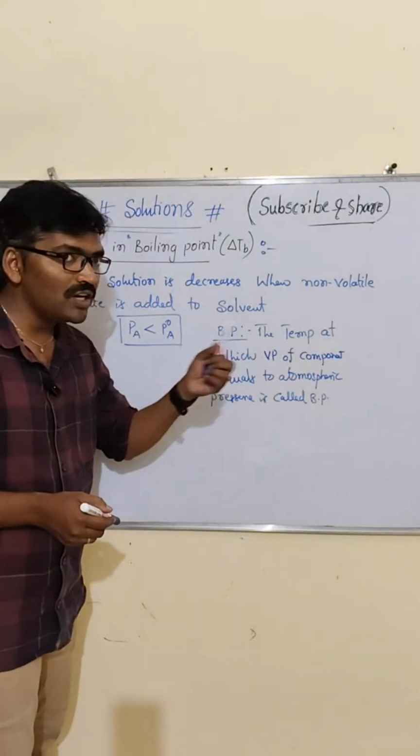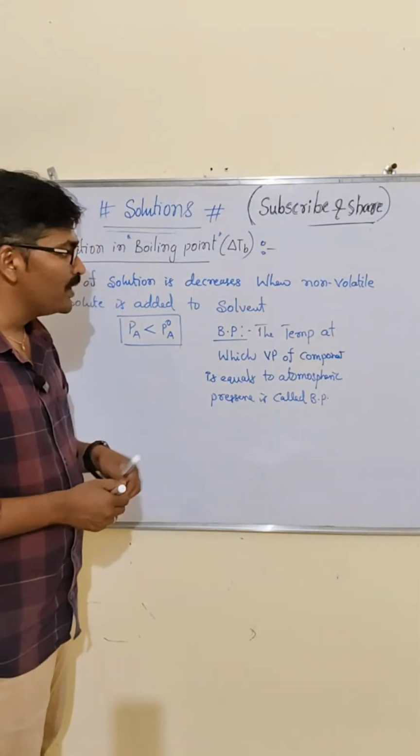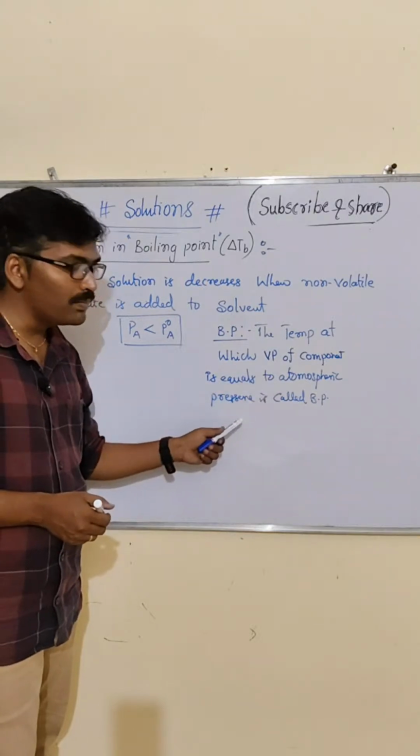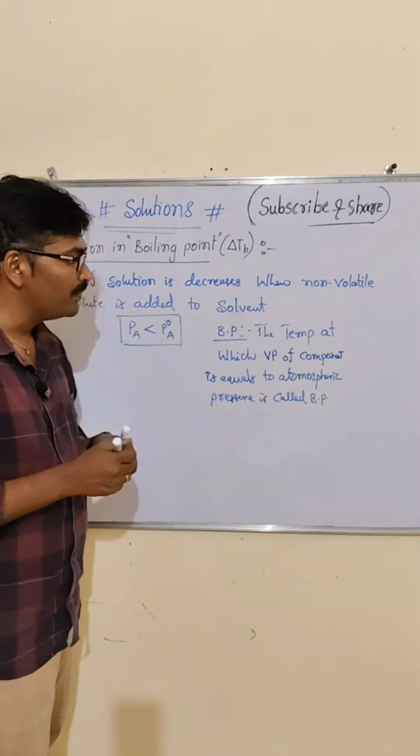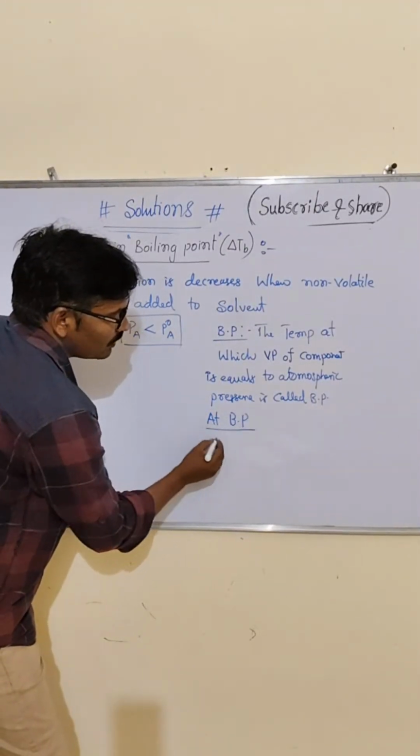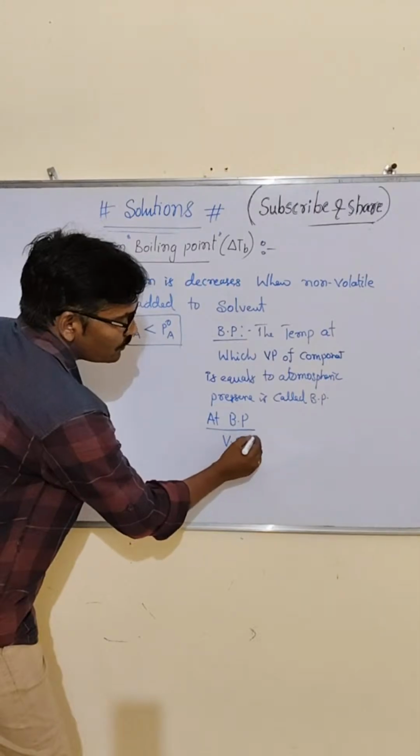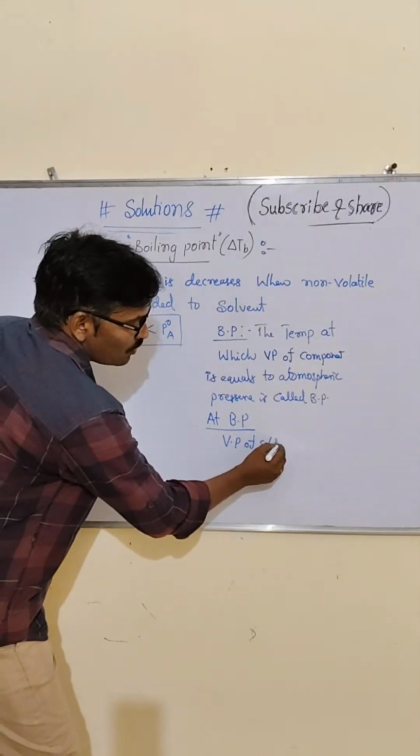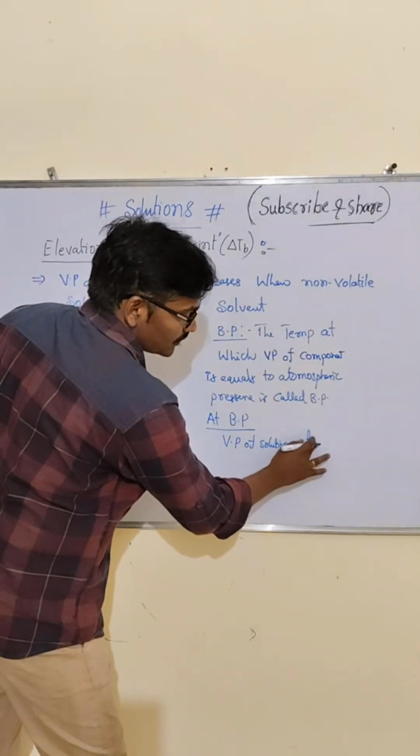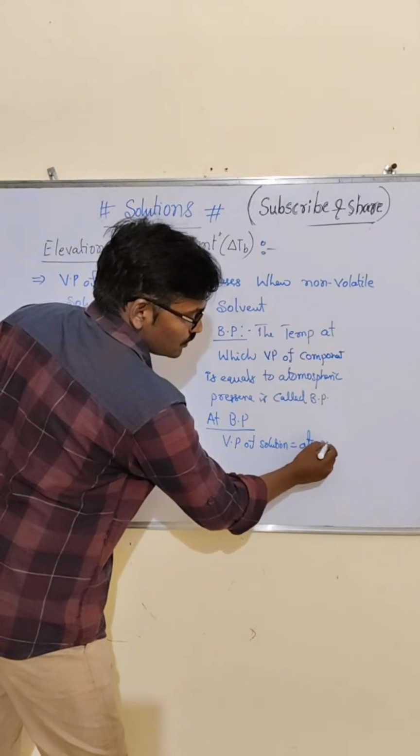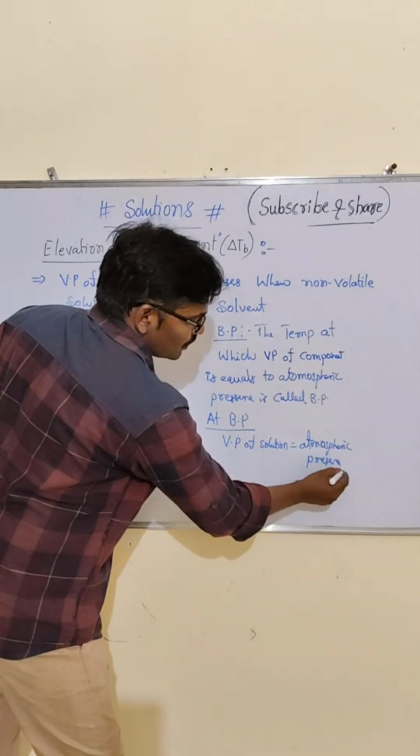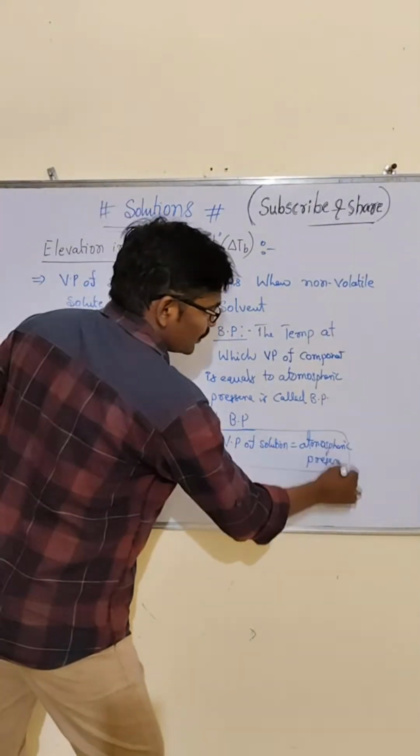So the temperature at which the vapor pressure of the component and the atmospheric pressure both will be equal. That is, at boiling point, what happens? The vapor pressure of solution, either component, is equal to atmospheric pressure. So vapor pressure and atmospheric pressure both will be equal at boiling point.